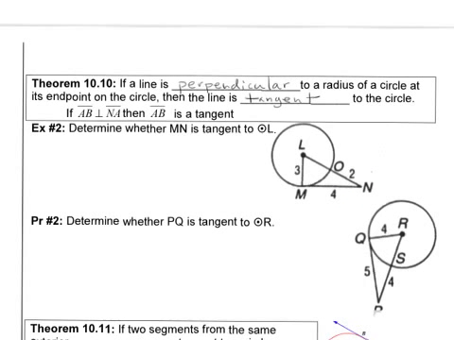Okay, so in this first example, it says determine whether MN is tangent. Well, we can determine if it's tangent by determining whether or not that's a right angle, and we can determine that by determining whether or not this is a right triangle. In order for this to be a right triangle, it would have to satisfy the equation a squared plus b squared equals c squared. Well, let's plug this in. This would be my a, this would be my b. Let's say my a is 3, so that would be 3 squared, plus my b is 4, so that would be 4 squared.